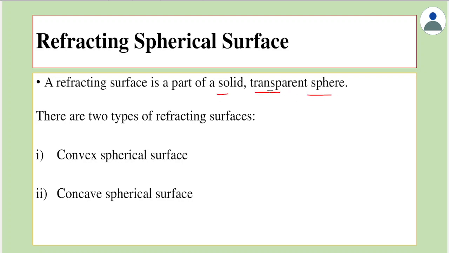That is because what we get here is refraction. It should be a transparent sphere. Now based on the refracting surfaces, we have two kinds of refracting spheres called convex spherical surface or convex refracting surface, and the second type is called concave refracting surface or concave spherical surface.